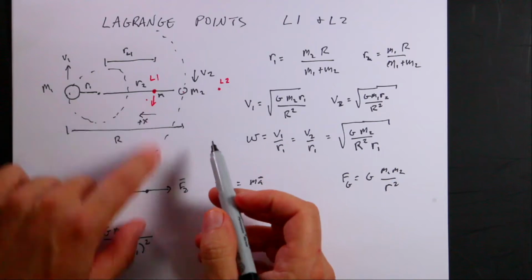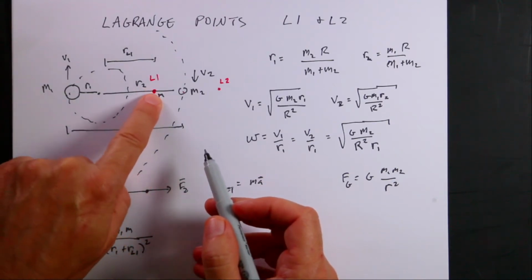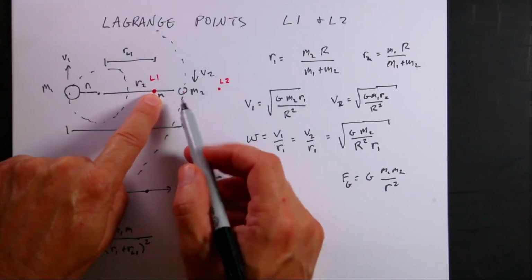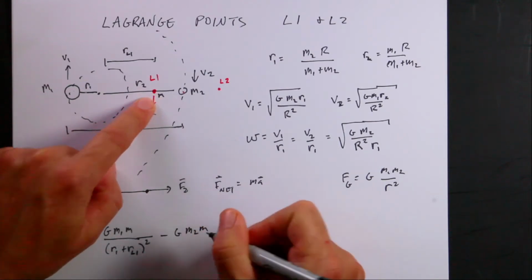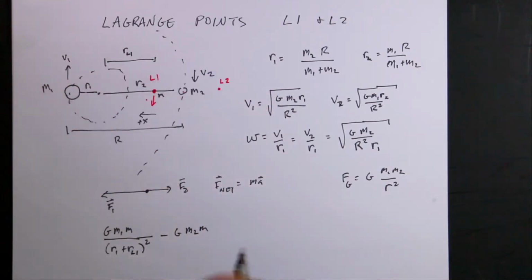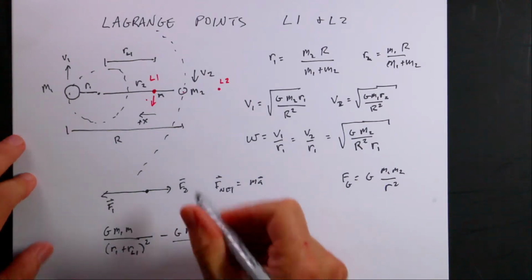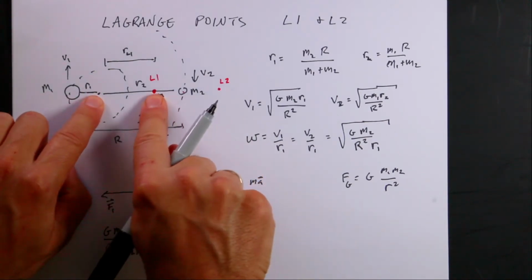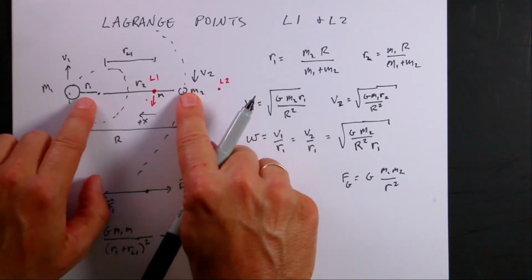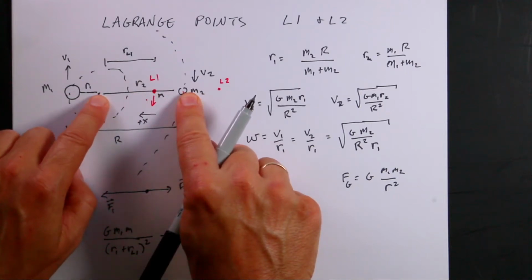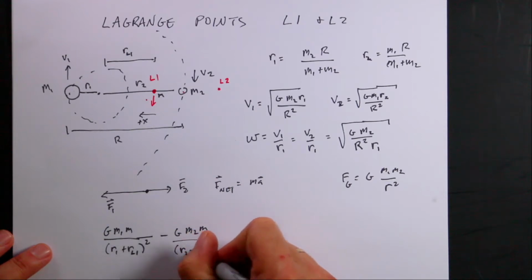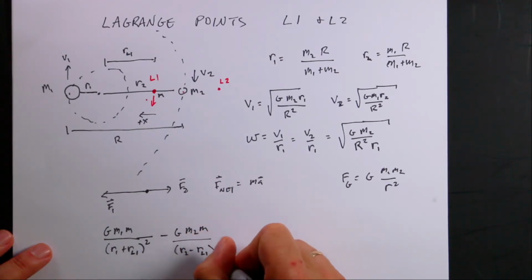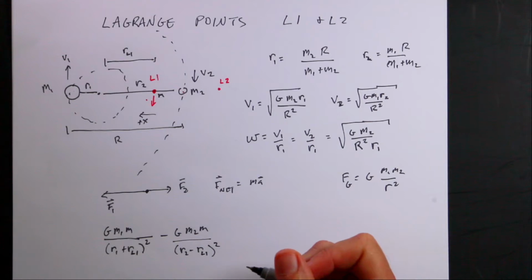Now I need to do the same thing for F2. Here's this point. So it's going to be minus G M2 M, and it's minus because that's in the negative x direction, divided by the distance. So this is RL1, and this is R2. So I need to take the difference in those. So it's going to be R2 minus RL1 quantity squared, and that's my net force.